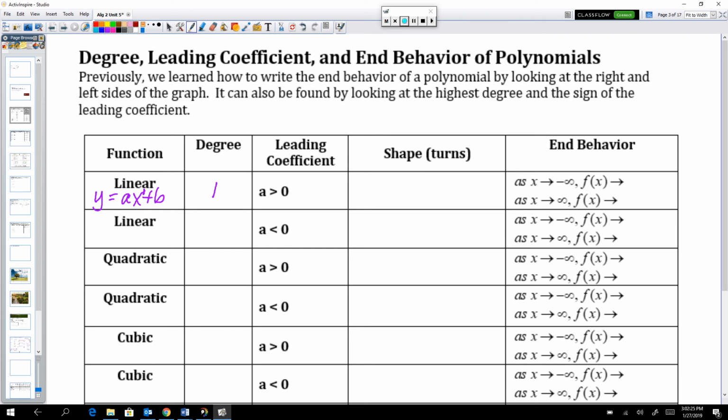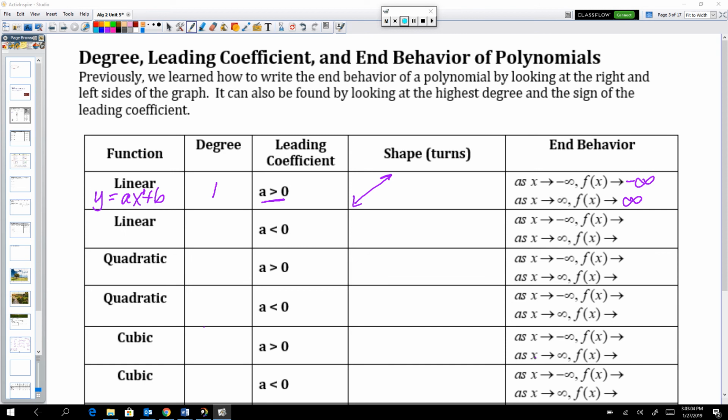The leading coefficient on this one, we're going to pretend like a is a positive number. That's what this means. A greater than 0 means the leading coefficient is positive. So whatever number's sitting in front of there, it's positive. And when you have a positive a for lines, a positive slope for lines, we know that they look like this, right? The end behavior for that on the left, as x goes to negative infinity, the f of x goes down to negative infinity. And on the right, as x goes to positive infinity, f of x goes to positive infinity. Hopefully that's fairly obvious. If I'm going too fast, go back and play that part again.